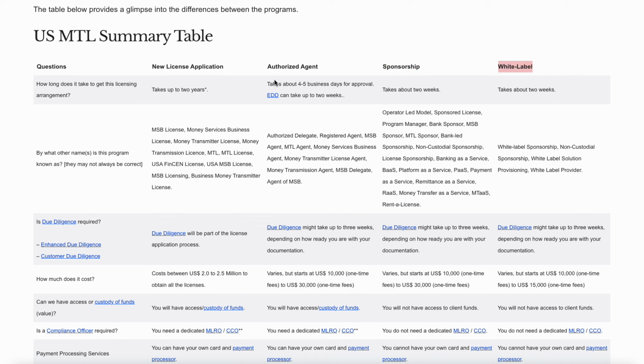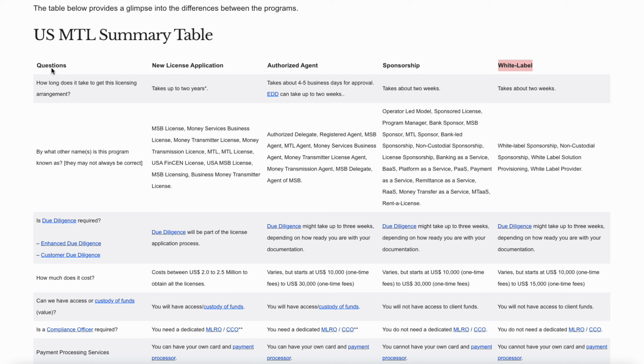The reason we made this table for the money transmitter license is because a lot of people ask, oh, I want to be an agent, oh, I want to do this, oh, I want to do that. They ask a whole lot of questions, and then they're trying to understand where they are and what the situation looks like. So we thought a summary table would put this all in place. We have the questions in the first column, and then there are the four options: the new license application, the authorized agent, the sponsorship, and the white label.